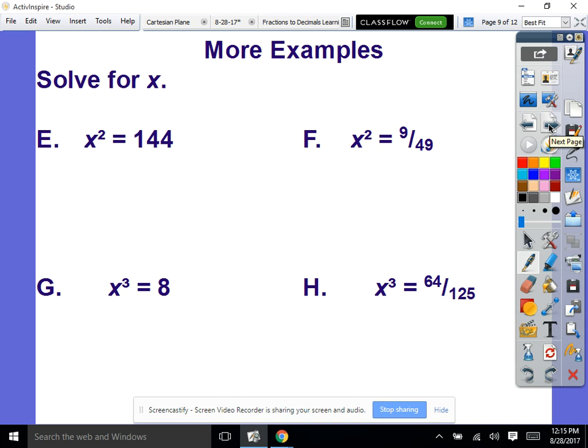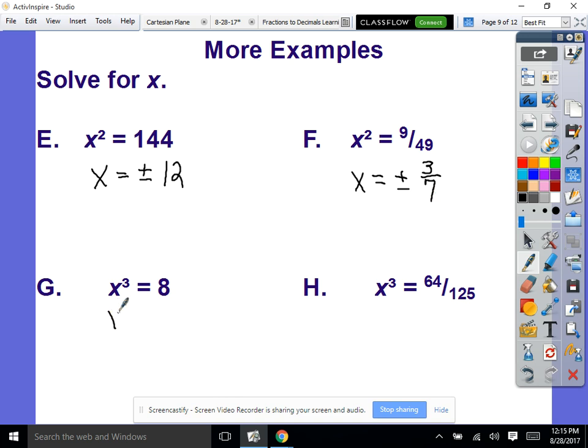All right, so we're not going to work through this or show our work. The square root of x squared is x. The square root of 144 would be plus or minus, positive or negative, 12. X equals positive or negative, square root of 9 is 3, square root of 49 is 7.